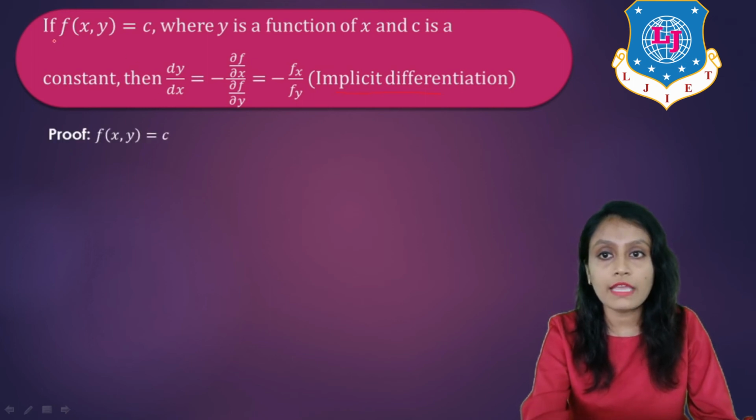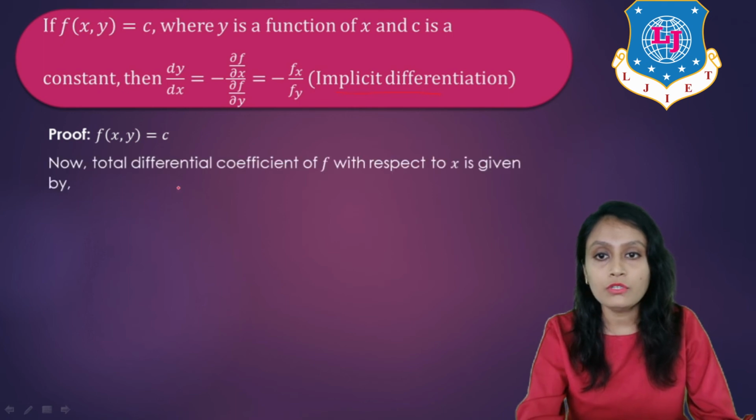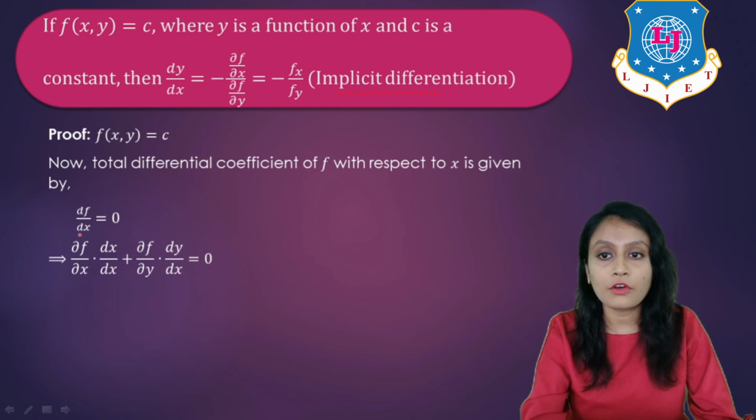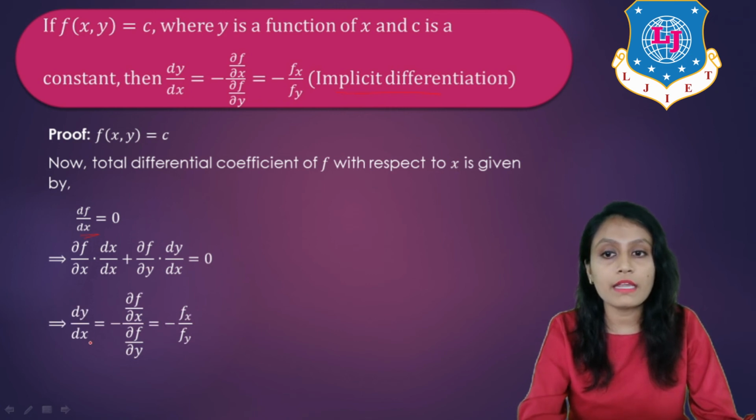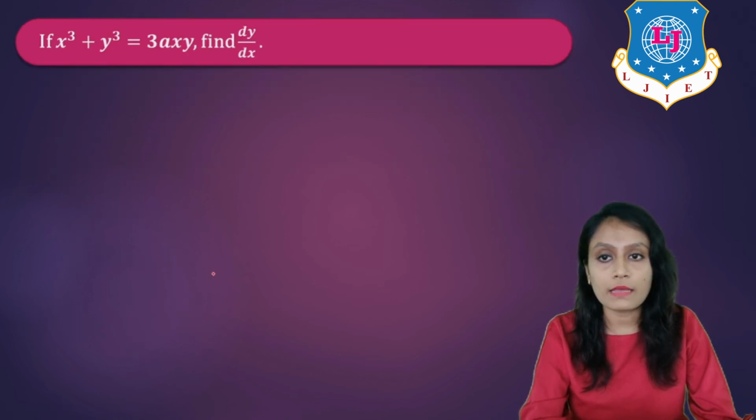So the proof is, here we have f of x, y equal to c. Now the total differential coefficient of f with respect to x is given by df by dx equal to 0. So the formula for this is del f by del x into dx by dx plus del f by del y into dy by dx equal to 0. Now we will make dy by dx the subject, so you will get minus del f by del x upon del f by del y. We know del f by del x means fx, and del f by del y means fy. So the formula for dy by dx is minus fx upon fy.